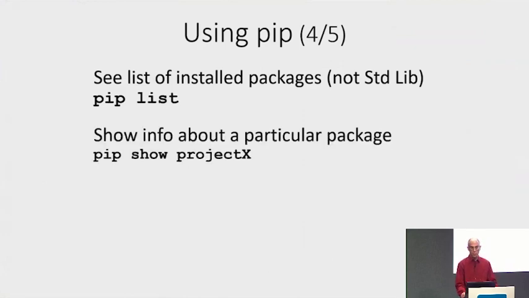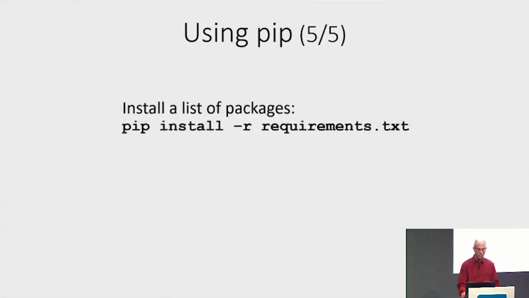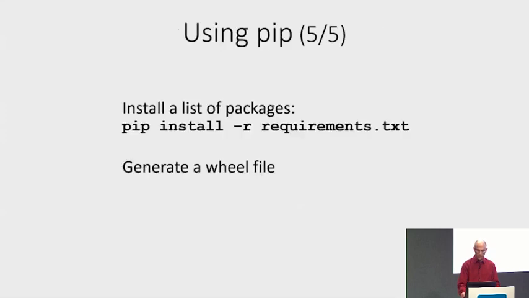Each project comes with some metadata, and that will show it to you, like who made it, how to contact them. And you can search the Python Package Index for any string that you desire if you're hunting for something you don't quite know what it is. And finally, instead of doing one package at a time, you could bundle them all together into one file and generate a file.